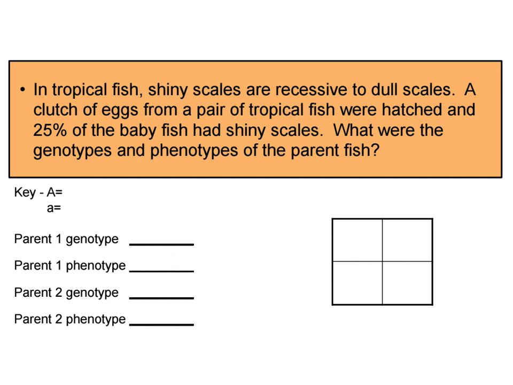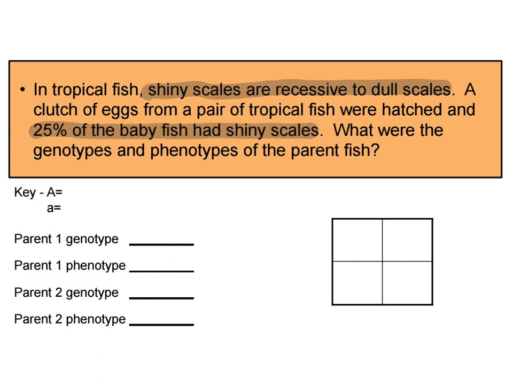In tropical fish, shiny scales are recessive to dull scales. A clutch of eggs from a pair of tropical fish were hatched, and 25 of the baby fish had shiny scales. What were the genotypes and phenotypes of the parent fish?